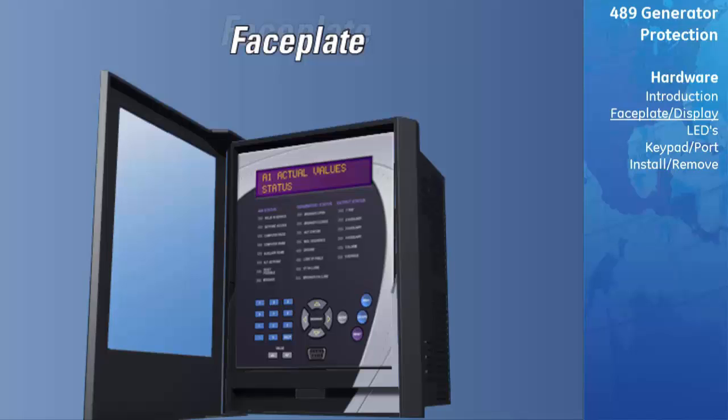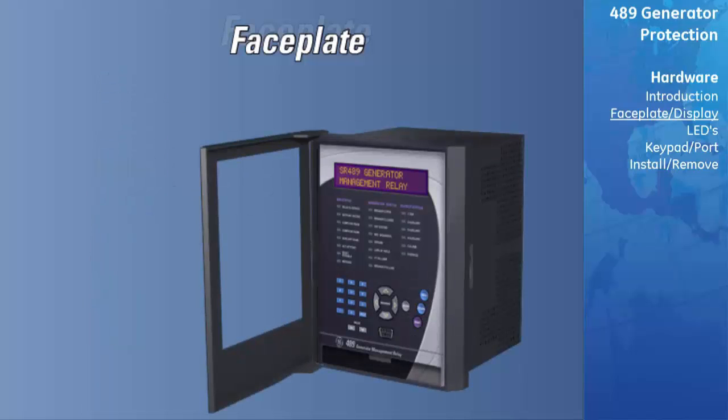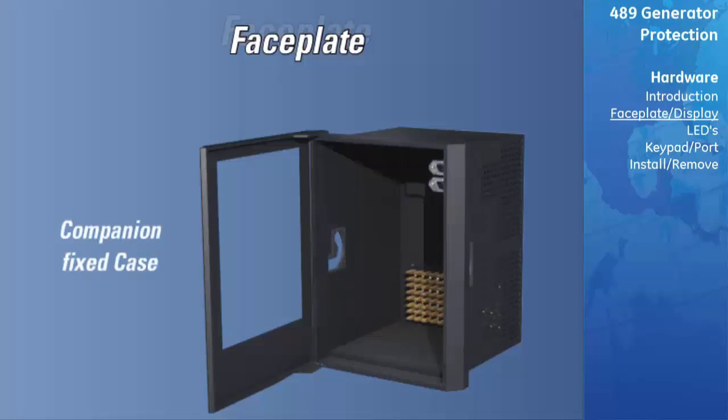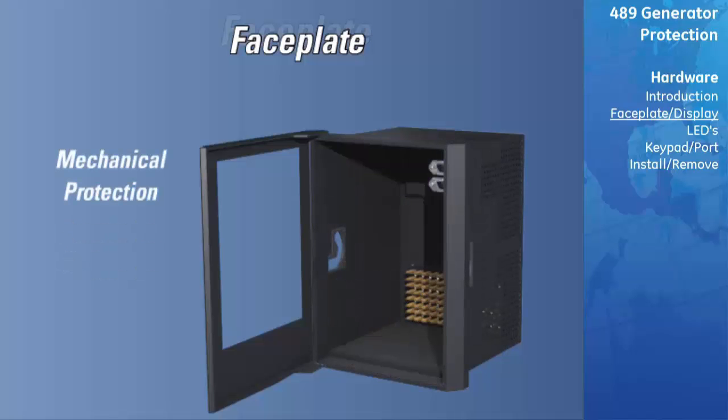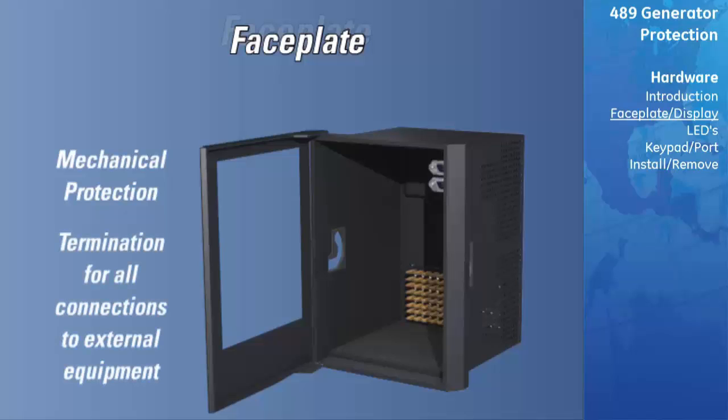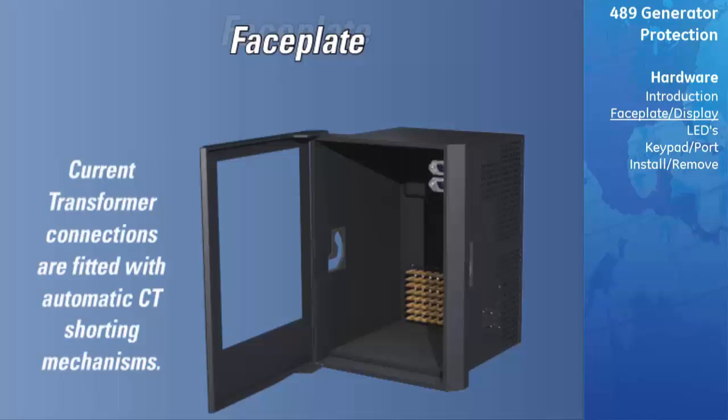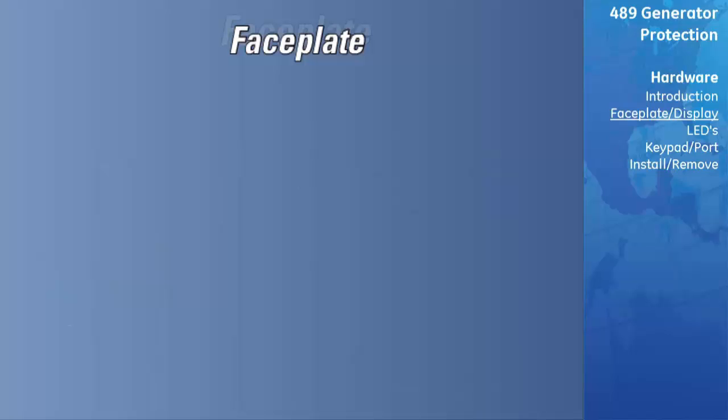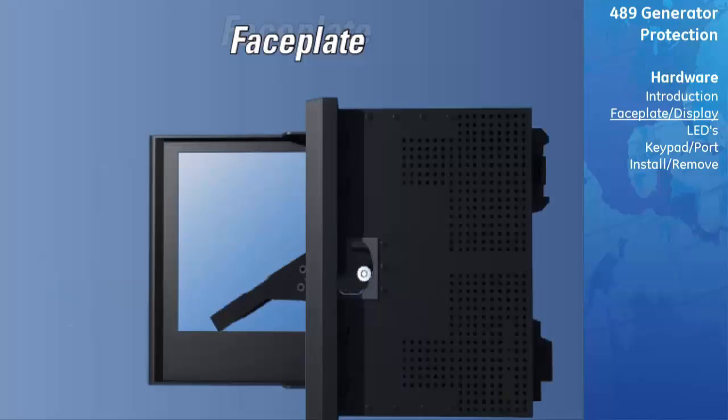The relay is packaged in the standard Multilin SR series configuration of a drawout unit and companion fixed case. The case provides both mechanical protection and is the termination for all connections to external equipment. Current transformer connections within the case are fitted with automatic CT shorting mechanisms. The unit is held in the case by pins on the locking handle, which cannot be fully lowered to the locked position until all electrical connections are fully mated.